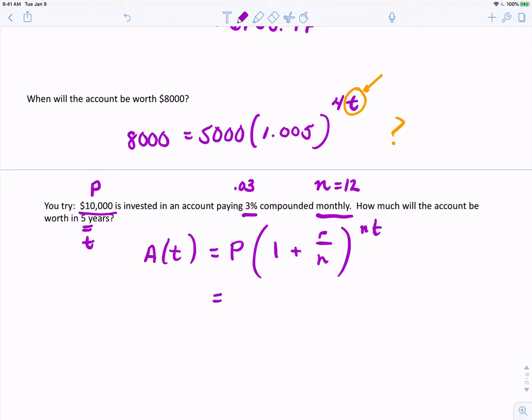All right, so when you did that problem, you had 10,000 as your initial investment, 1 plus 0.02 divided by 12, raised to the 12 times 5 power. And so you just have to do that on your calculator. So let's just go ahead and double check what you got.